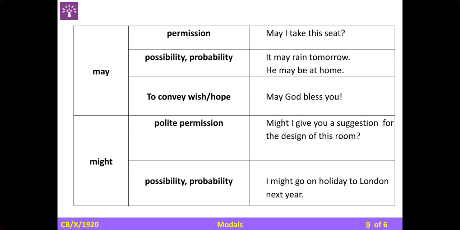With may there comes might. So like could, might is also used for polite permission. Might I give you a suggestion for the design of this room? Possibility and probability: I might go on holiday to London next year.